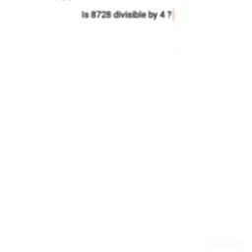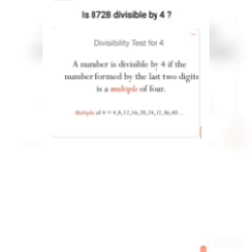Now there is a new question: is 8728 divisible by 4? I have learned that if the last digit is even or 0, then the number is divisible by 2. But what about 4? How do I find whether this number is divisible by 4 or not? We have a divisibility rule for 4 as well.